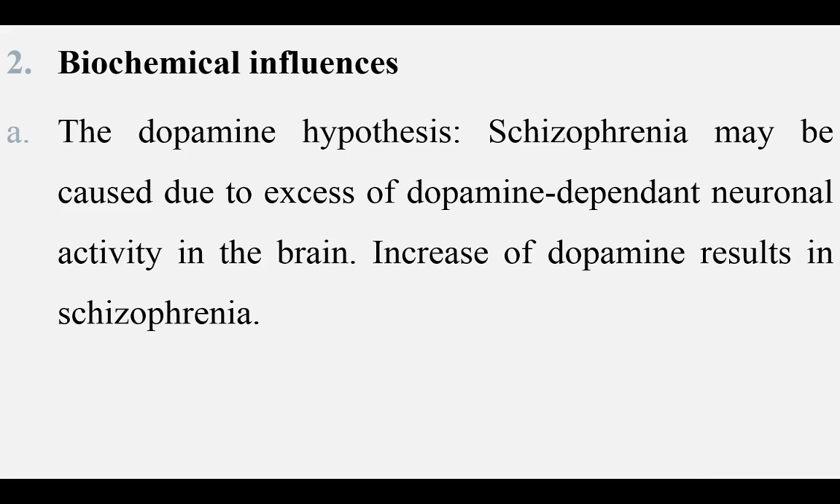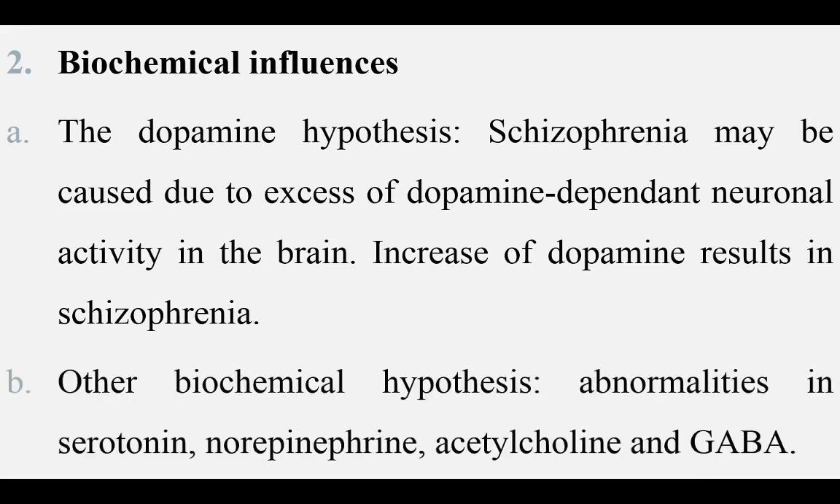Now, in the dopamine hypothesis, schizophrenia may be caused due to excess of dopamine dependent neuronal activity in the brain. That means there is overexcitation or overactivation of dopamine. Thus, it results in the clinical features of schizophrenia. So the main hypothesis related with schizophrenia is hypothetically closely related with the dopaminergic pathway.